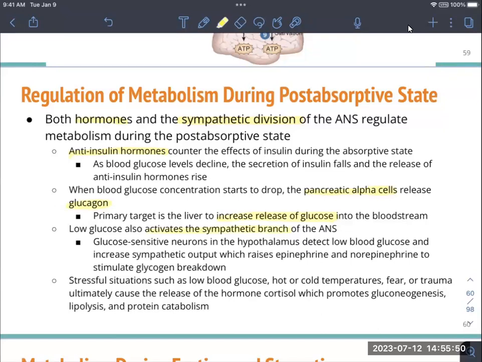Because our neurons need glucose for energy, if these glucose sensitive neurons detect low blood glucose, it'll increase that sympathetic output. It raises the epinephrine and norepinephrine levels, which causes glycogen breakdown, which will also start to stimulate that lipolysis as well. In stressful situations on your body, when we have low blood glucose, that is a stressful event on your body. Hot or cold temperatures, fever, trauma will actually cause cortisol to be released. Cortisol promotes gluconeogenesis, lipolysis, and protein catabolism as ways to get our energy for our cells.